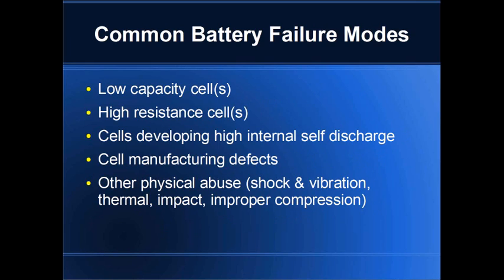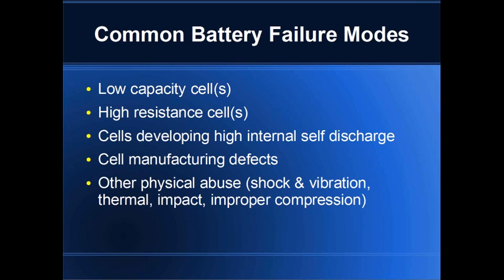All right, so we can talk a little bit about some of the common failure modes that we see. Probably the most common failure modes are the first two, and they usually happen together. Low capacity: a cell that's maybe developed a lower capacity over time. It doesn't hold as much energy. It has lower amp hour capacity.